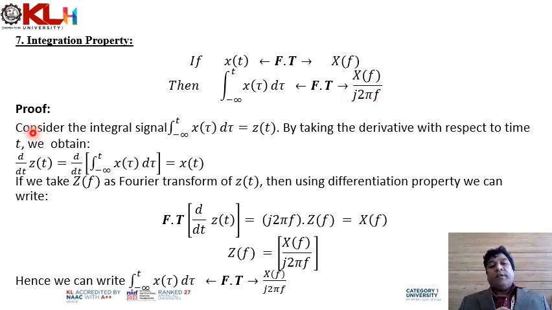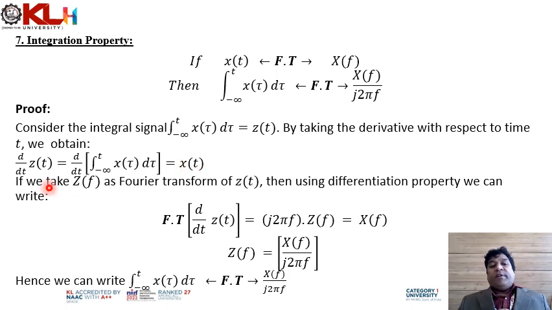So what we do is we consider this integral from minus infinity to t of x of tau d tau as a new variable z of t, and we take the derivative with respect to the time t. Then this derivative d by dt of z of t, which is d by dt of the integral of x of tau, the integral and the derivative will cancel each other. We will get x of t back.